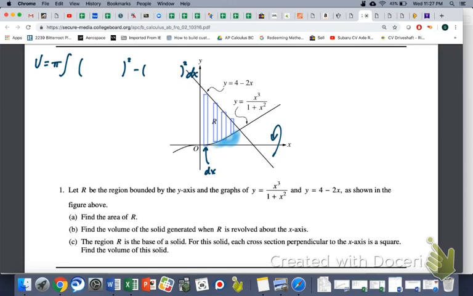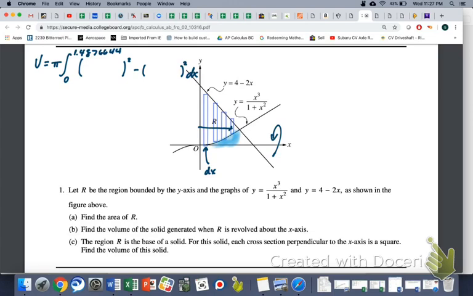Okay, so limits of integration, I'm going to be accumulating from left to right, and so it'll be accumulation from 0 to that same x value, 1.4876644.